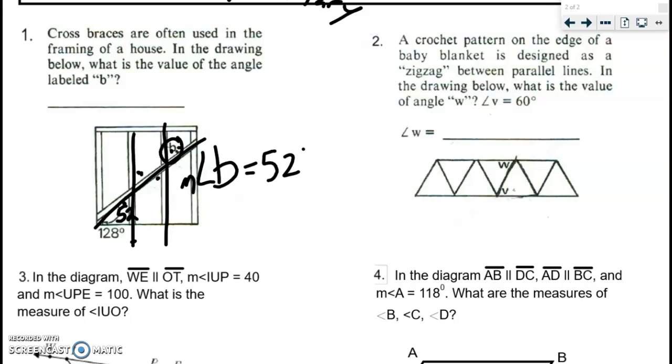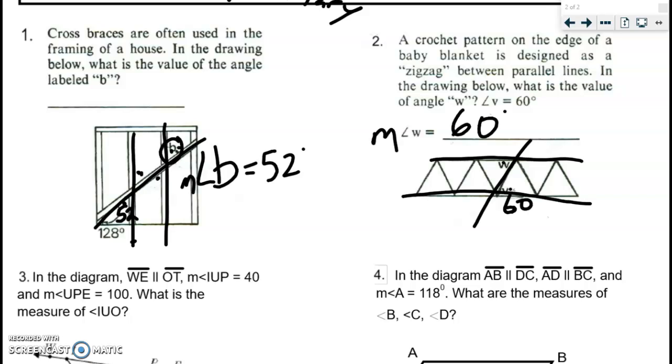All right. What about this one over here? We have W, we have V. We know that V is 60. So what's true about W? If V is 60, these are parallel lines. Here's our transversal. These are opposite interior. So the measure of angle W must also be 60 degrees.